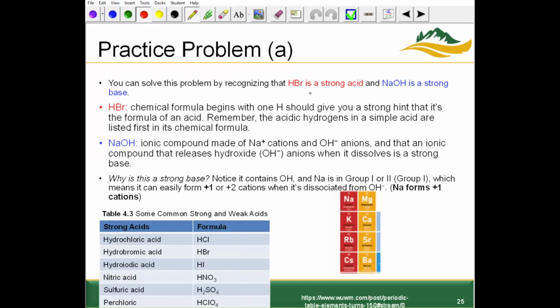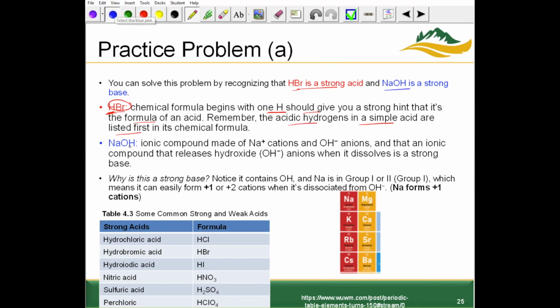So from memorizing these and/or having them written on your note card, HBr is a strong acid, sodium hydroxide is a strong base. HBr is an acid. We can see that because it starts with an H. This should give us a strong hint that this is an acid. From its chemical formula, it starts with an H. It's not water, it's not ammonia, so we can get a hint that this is probably an acid. For the acidic hydrogens in a simple acid, they're usually listed first in the chemical formula.